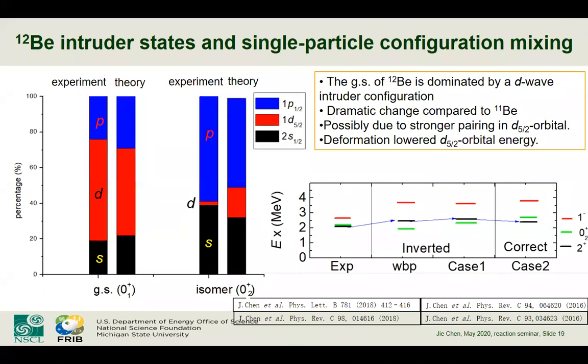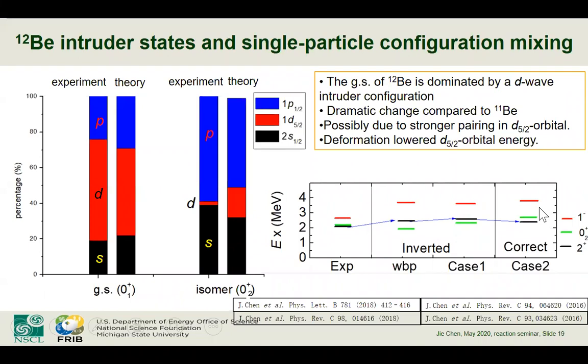We can also compare the experimental level order to the theoretically calculated one. We can see that with the lowering of the d5/2 orbital, the level order of the second 0+ state and the 2+ states is also corrected compared to the experiment. But we can still see that the excitation energies of these excited states are still overestimated by the shell model. So this indicates there is still something missing in the shell model calculation, especially for this weakly bound 1- state.